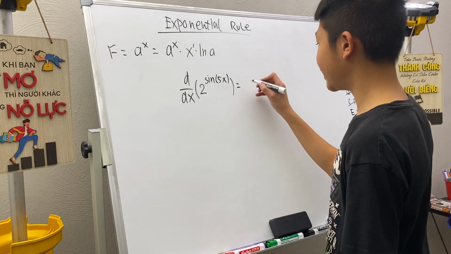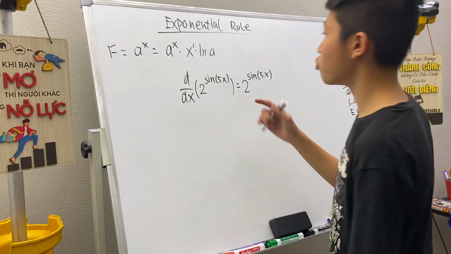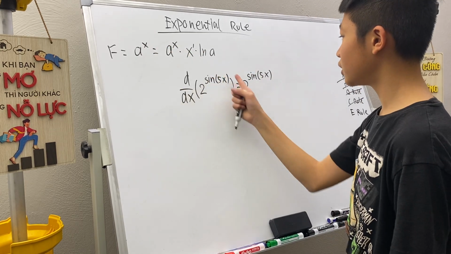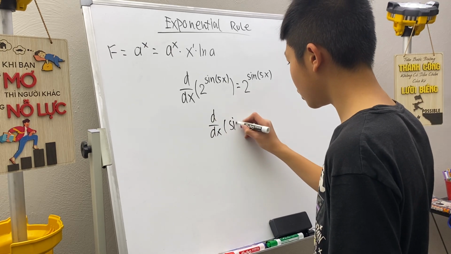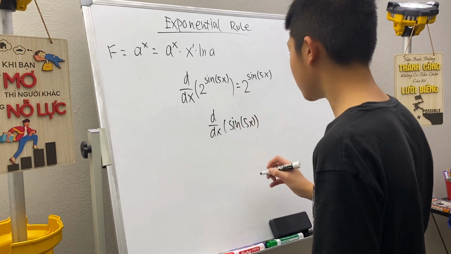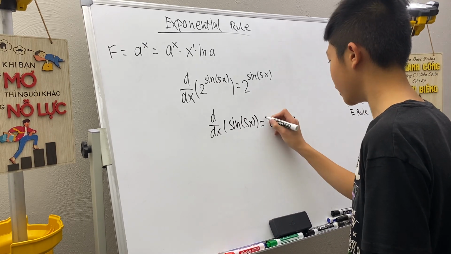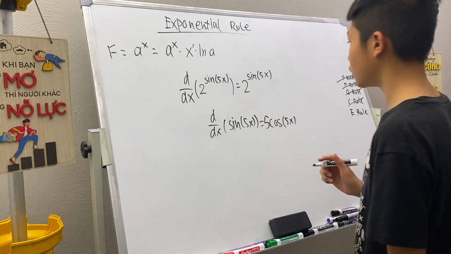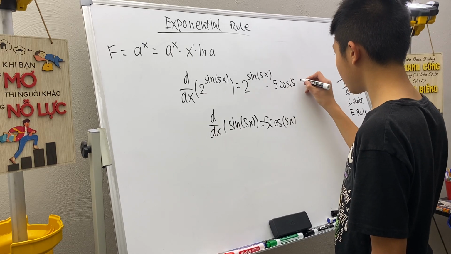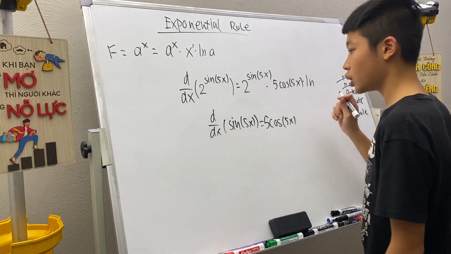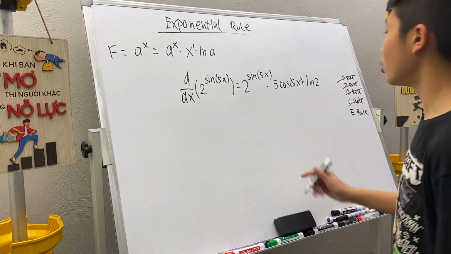Okay, this is how you solve it. Keep it. Times the derivative of whatever this is, and you gotta use the chain rule, of course. It is equal to cosine 5x times 5, the derivative of this. So multiply by 5 cosine 5x, then times the natural log of the base. And you can figure out what this is.